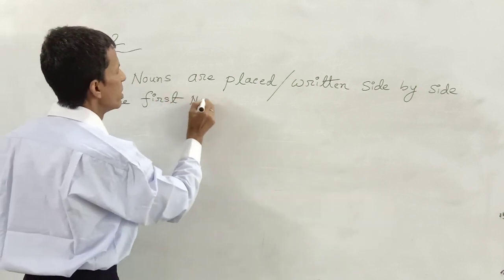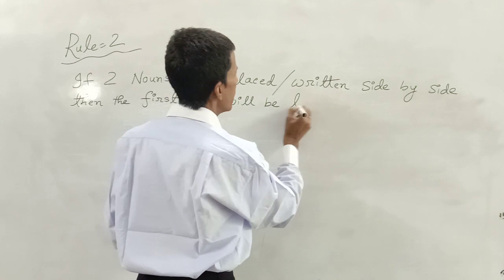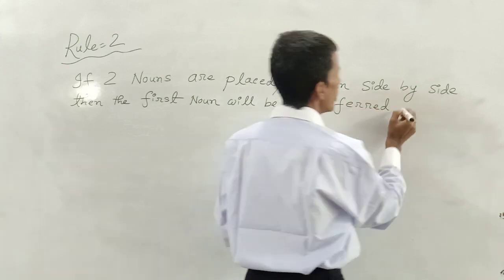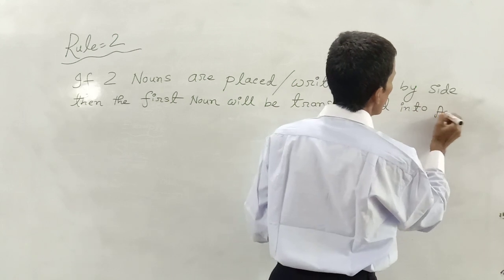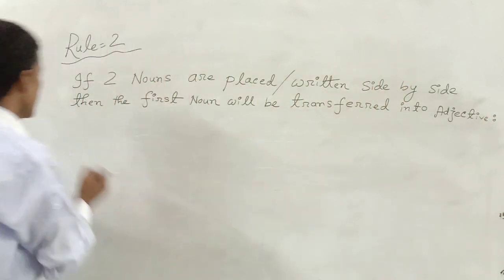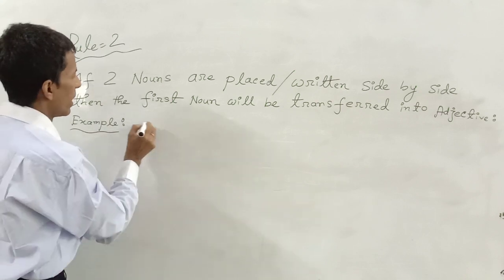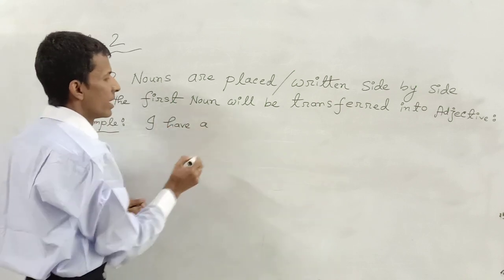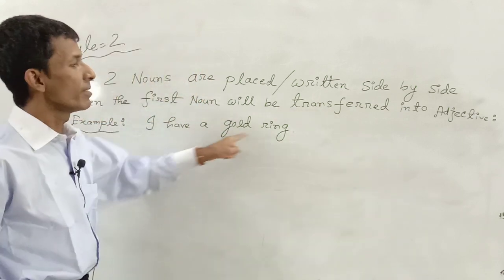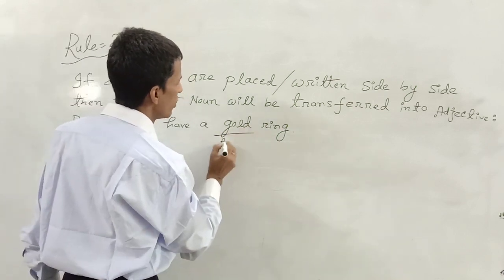Then the first noun will be transferred into adjective. Example: I have a gold ring. Gold ring. Here gold and ring, these two nouns are placed side by side. So gold, that means the first noun, will be transferred into adjective.